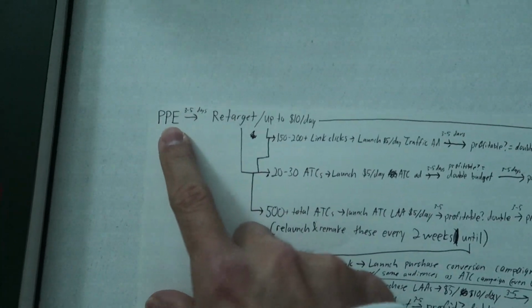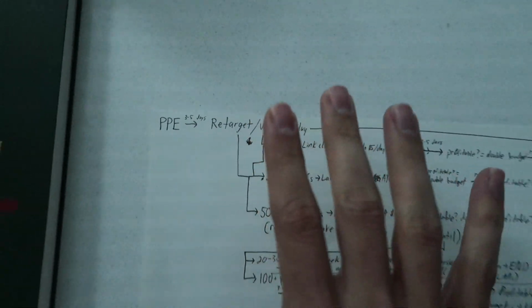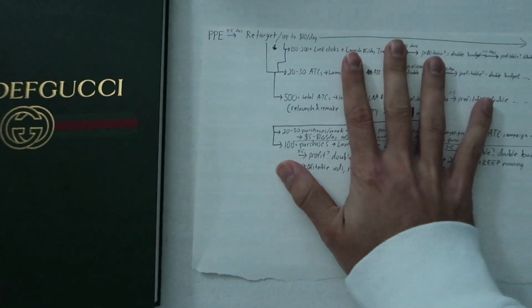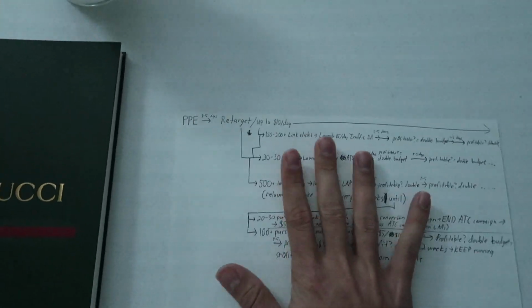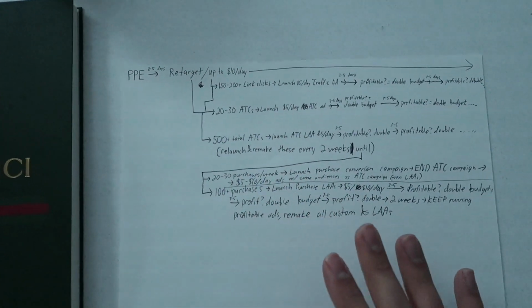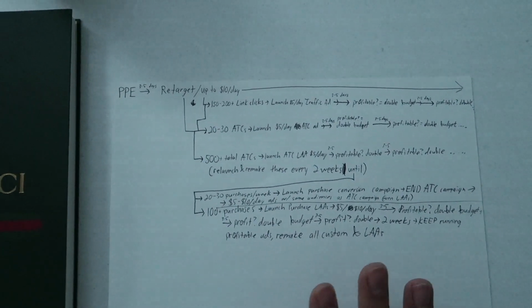Alright, so basically you're going to start everything with a PPE. You're going to wait 3 to 5 days, and then this is when you're going to retarget. Now, I mentioned this in the lookalike audience ad video. I'm not sure when or where this video right here is going to be. So just keep in mind that this will all make sense, and this video is more for you to come back to as a reference rather than learning this on the spot.